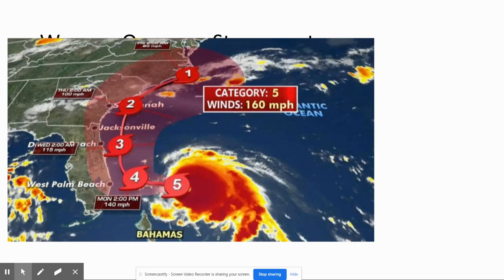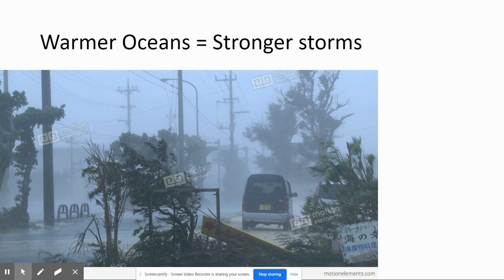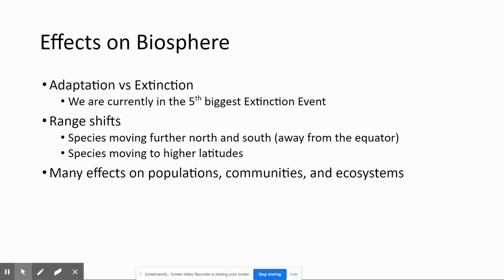There's stronger oceans and storms. So there's lots more stronger oceans. So we'll talk about effects on the biosphere. This is adaptation versus extinction.